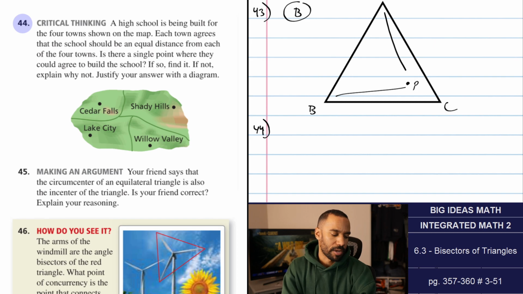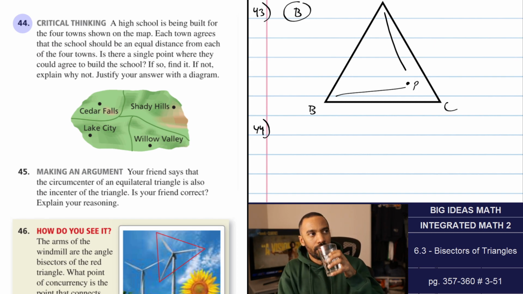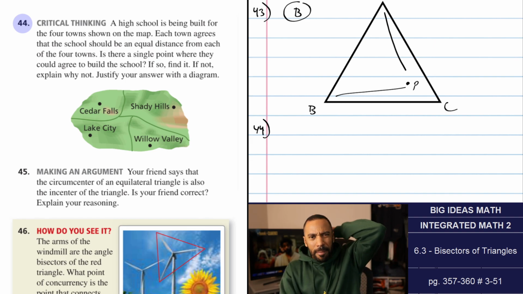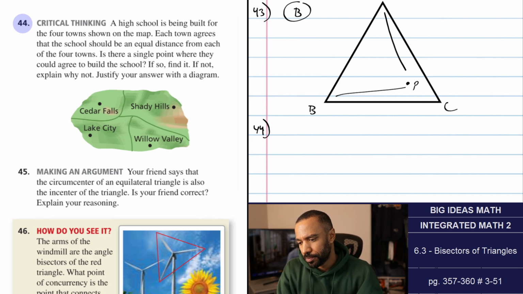Well, I'm trying to think, because we've been talking about triangles. So I'm trying to think if there is a center. This isn't a square. I mean, there must be still. Can you do circumcenters for... Okay, I'm going to say no.